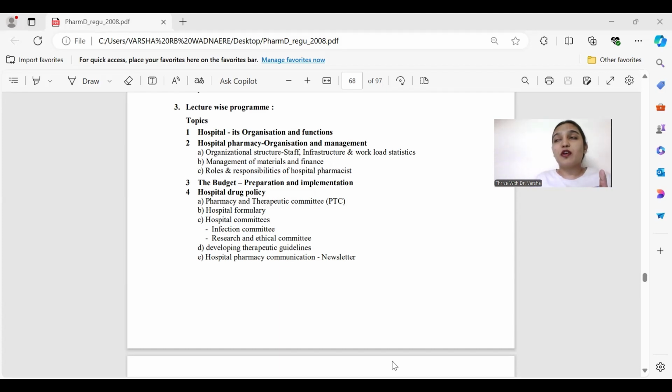There are hospital formularies because if you have some common symptom, okay, I have fever or I have cold, I have got some infection, if I go to a certain hospital, I will get some treatment, or if I go to another hospital, I get a little bit of different treatment. Why? Because every hospital has its different formulary. Because of that, you will have to learn this hospital formulary. Then hospital committees, infection committee, research and ethical committee, developing therapeutic guidelines, hospital pharmacy communication and its newsletter.